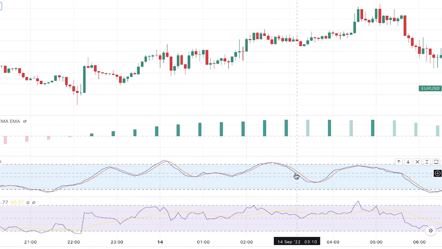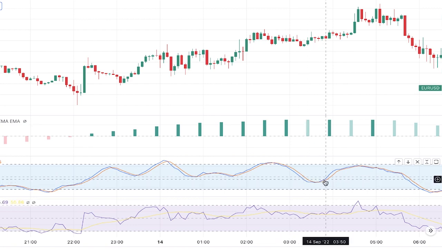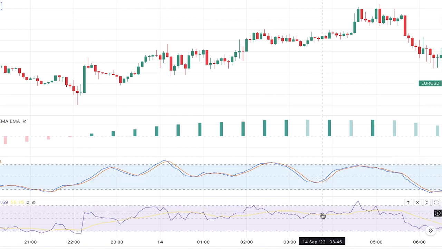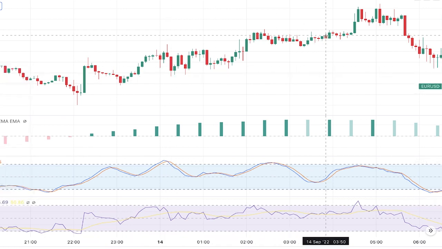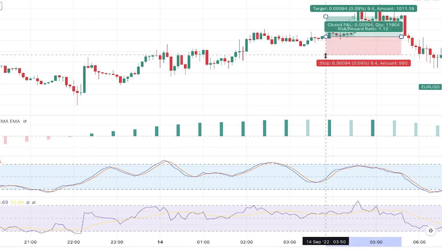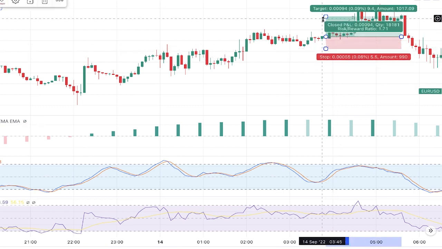You can see that here the stochastic went below 50, then the K% line crossed above the D% line, and in this bullish trading setup, the RSI must be above 50, which is the case here. So we can enter a long position here as the new candle opened. The stop loss for this trade is placed below the pullback and the profit target at 1.5 risk to reward ratio.